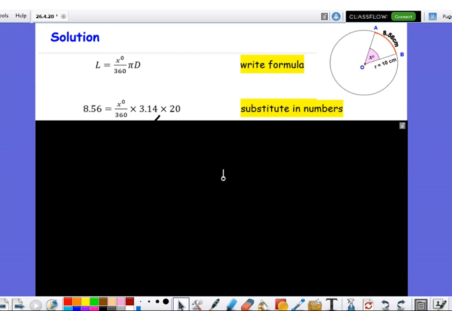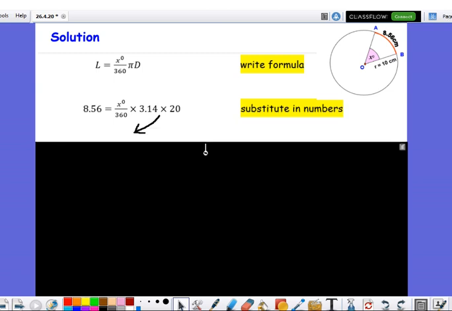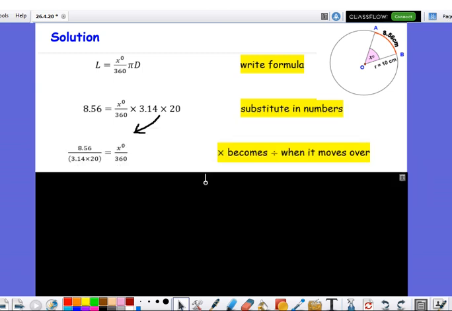This is where it gets a little bit more difficult. This is where we have to use our equation rules or change the subject, but we have to rearrange the equation to find x. Now there's loads of ways you could do this. The easiest way I think would be, because 3.14 and 20 are multiplying there, we can move them over to the other side. So they become divide when they move over.